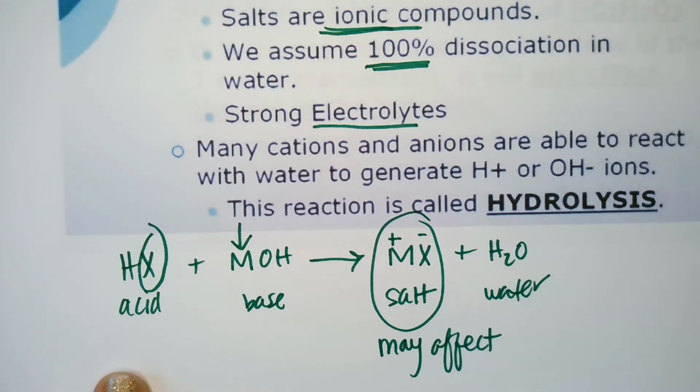So sometimes the positive ion from a base can react with water. Sometimes the negative ion of an acid can react with water. And if they do so, they will end up affecting the pH. Let's talk a little bit further about how we would know whether or not this reaction occurs.